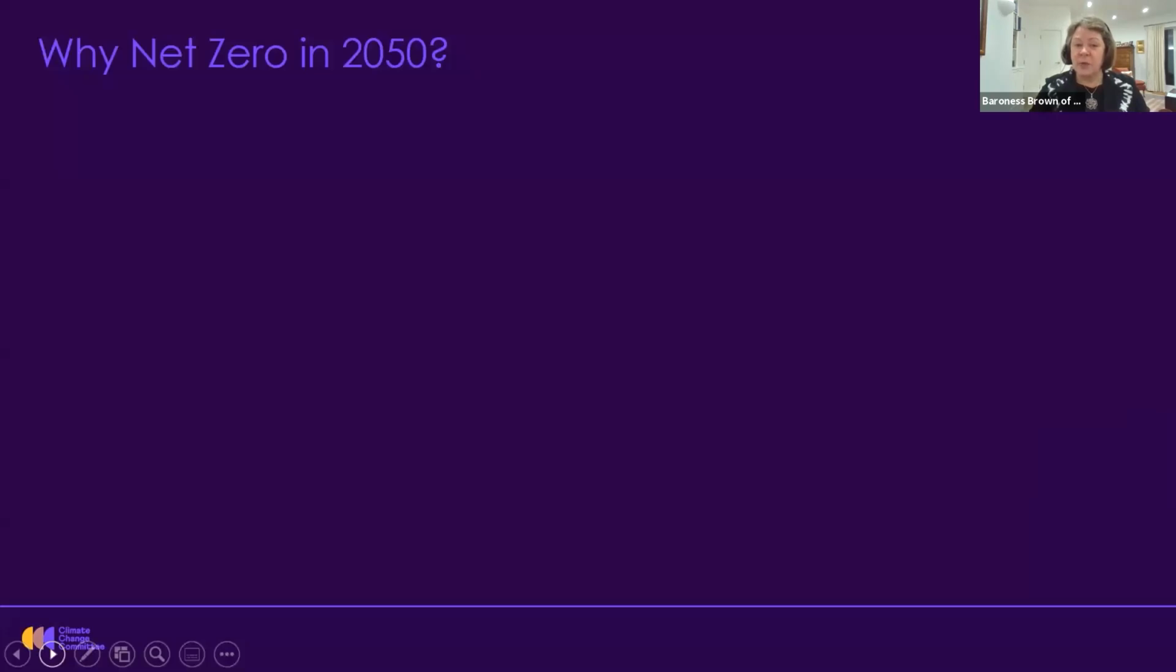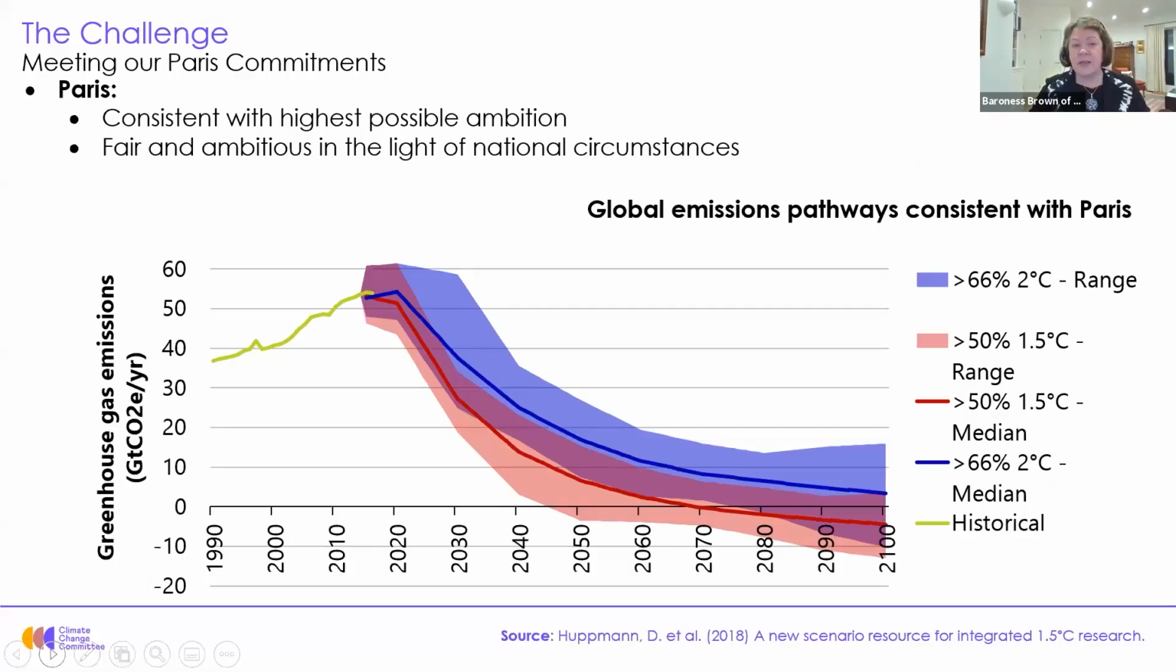So why are we aiming to achieve net zero by 2050 in the UK? The IPCC analysis actually suggests that to have a more than 50% chance of keeping below 1.5 degrees by the end of the century, the world probably needs to get to net zero by 2070. That's the red line on this chart, within the pink band of outcomes.